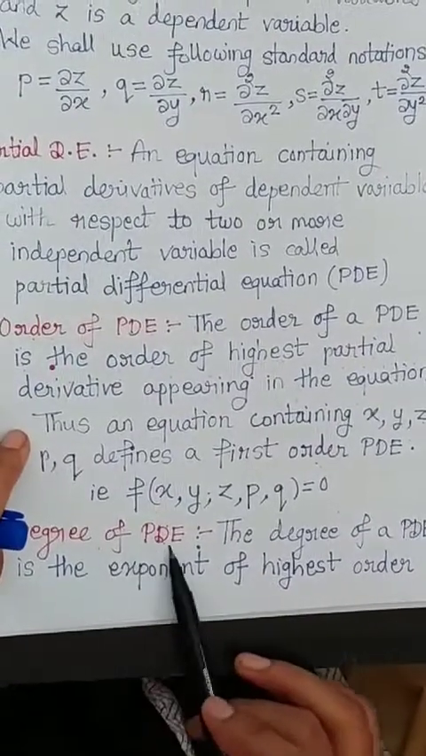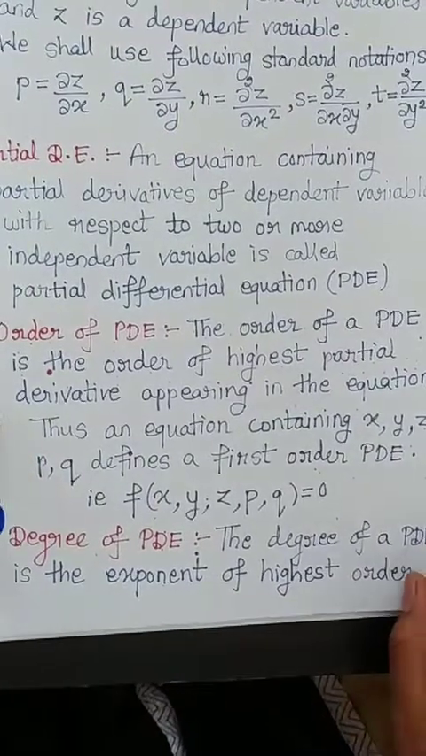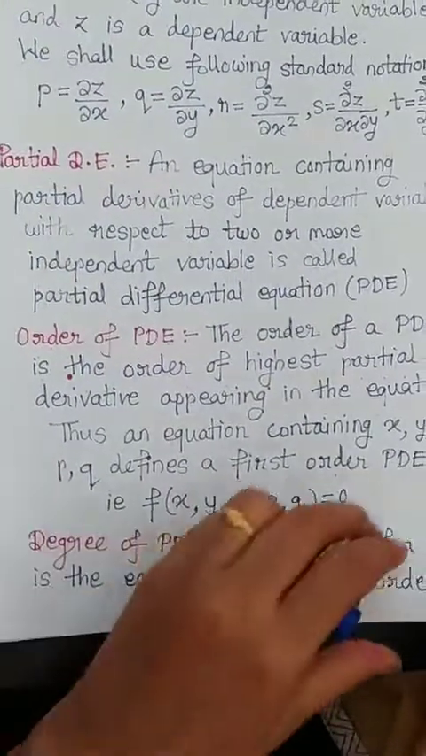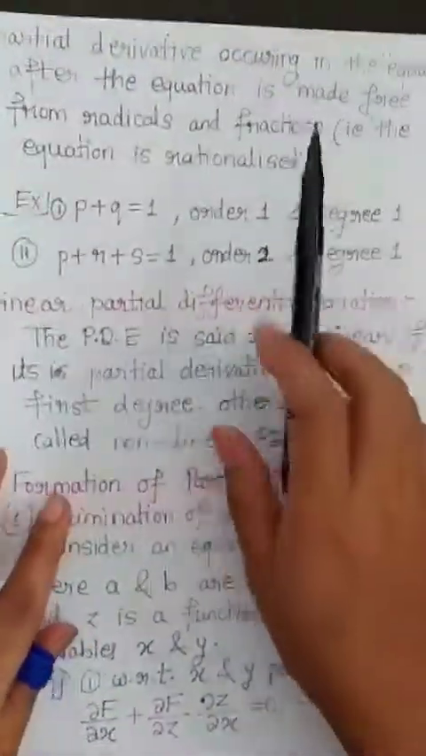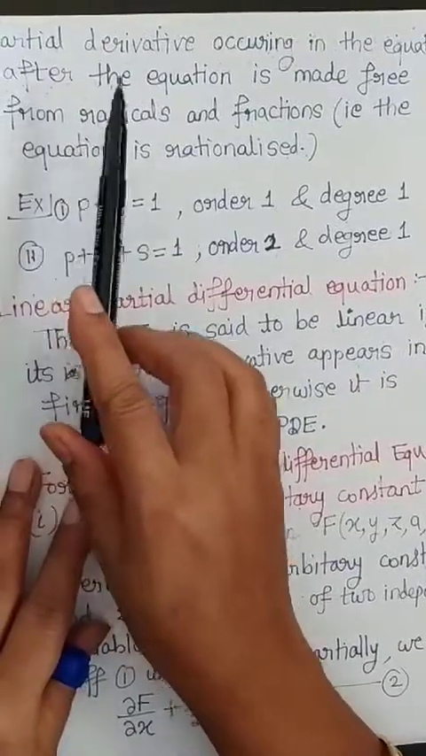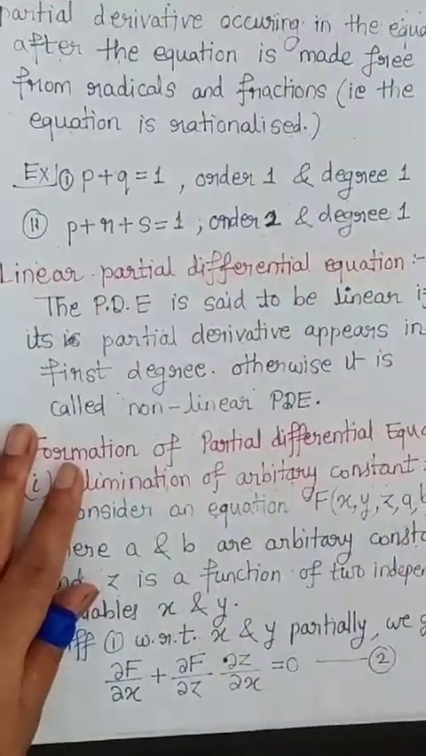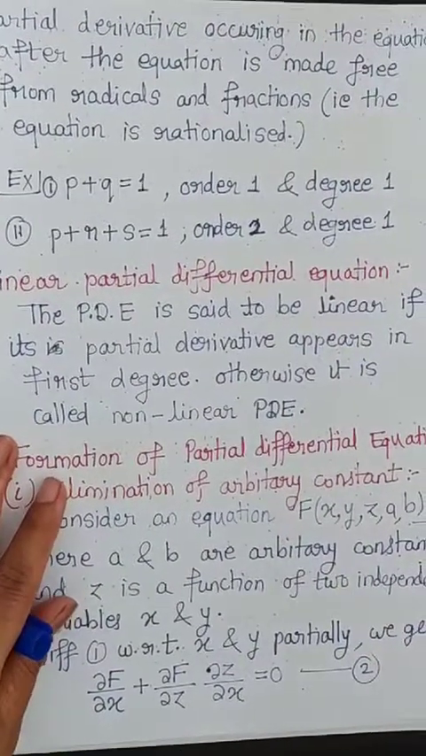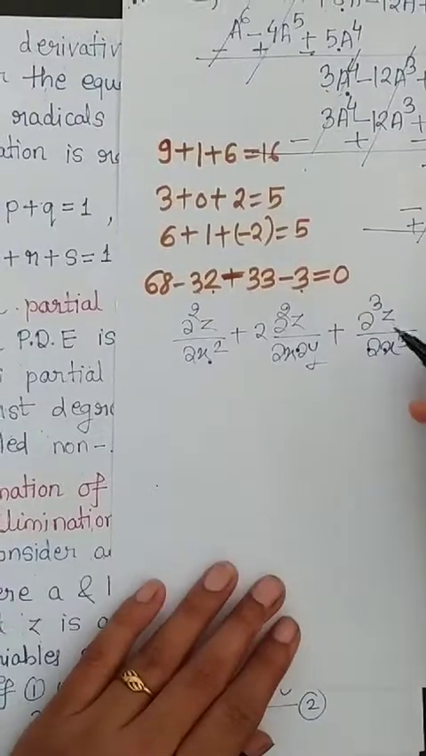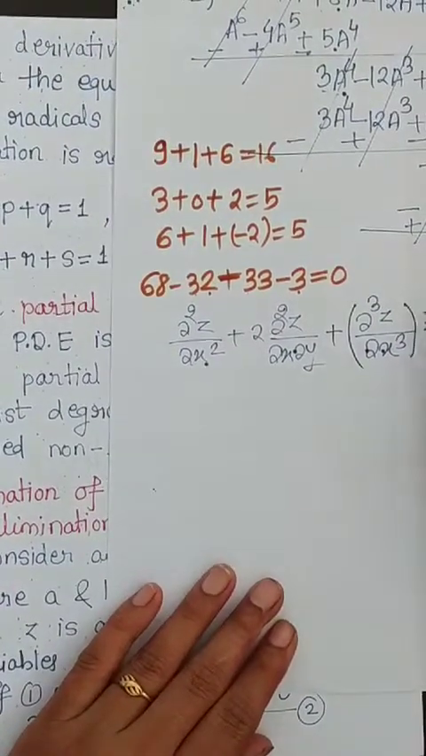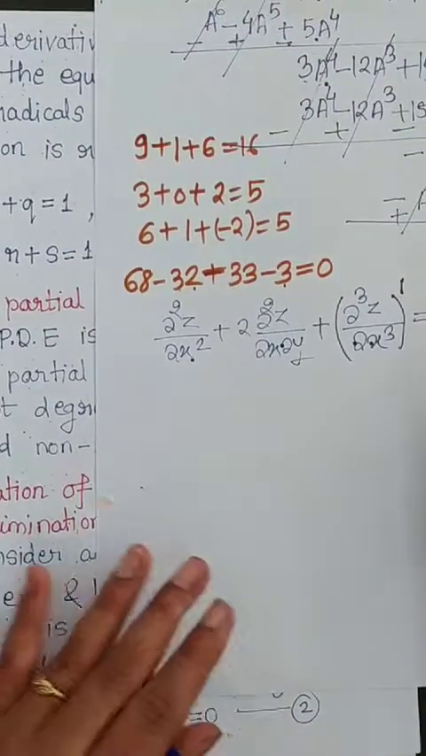Now, the degree of a partial differential equation means the degree, that is the exponent, of the highest order partial derivative occurring in the equation after the equation is made free from radicals and fractions. For example, if we take the same example, this is the highest derivative term. What is the exponent over here? The power of this is 1. So that's why the degree of this differential equation will be 1.